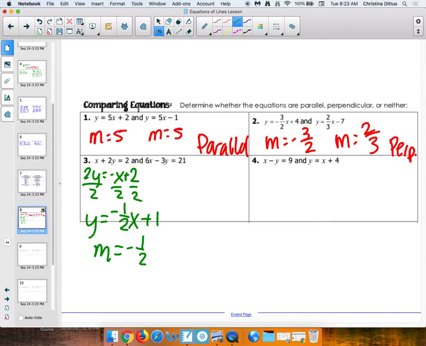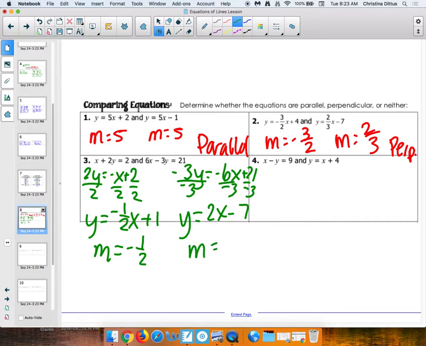I gotta find the slope in the other equation of 3. Same thing, get y by itself. First thing, I'm going to subtract 6x. And then divide by negative 3. So I get y equals 2x minus 7. Good. So what's my slope in that one? Just the 2.